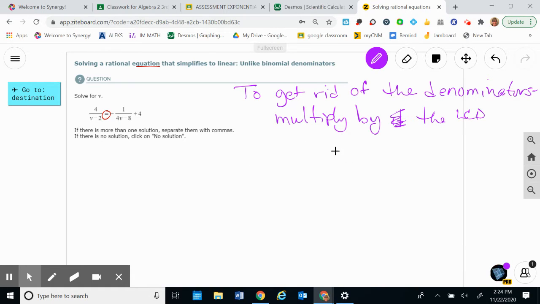So I remind you, remember when? I'm going to do a remember when. Remember when you had like x over 3 is equal to, I don't know, 3x over 4, and then what we did was we multiplied by 12, and then 3 goes into 12 4 times, and you get 4x.